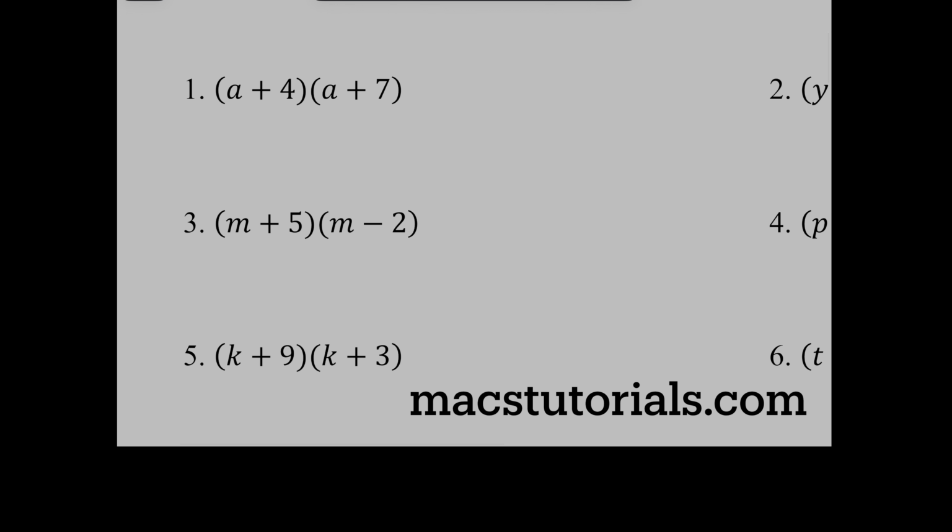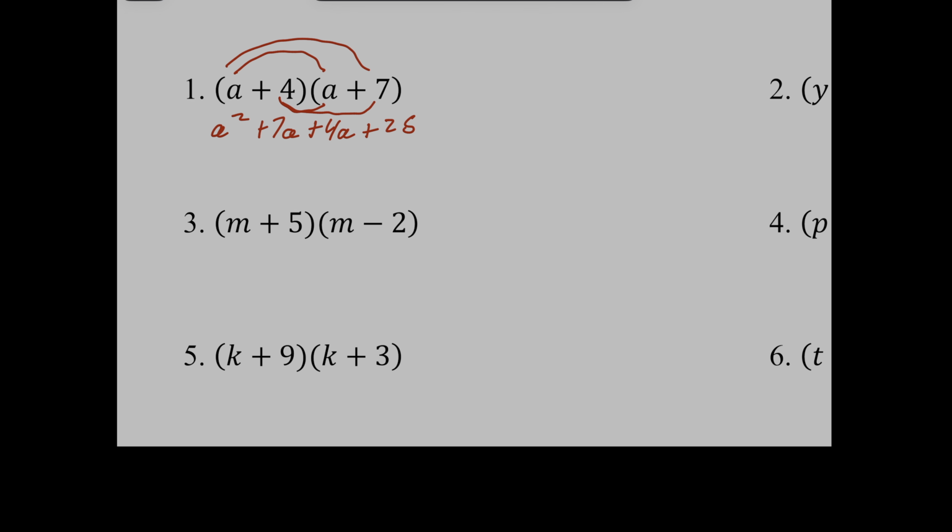All right, so the long way, A times A is A squared. That's my first. Here's my outer, plus 7A. Sorry, I did an X there. My inners, which is a plus 4A, and my last, which would be a positive 28. I watch my signs there, and I'm going to always have these middle terms to combine: A squared plus 11A plus 28.